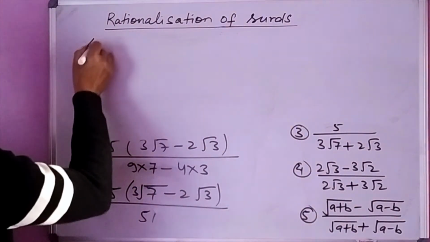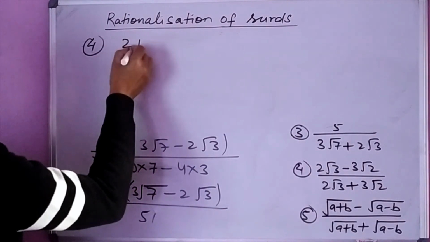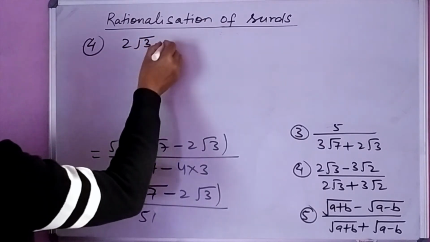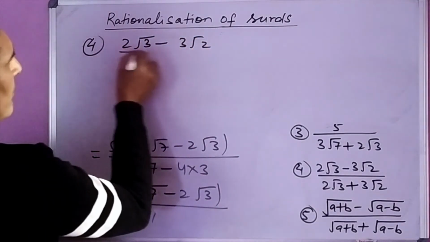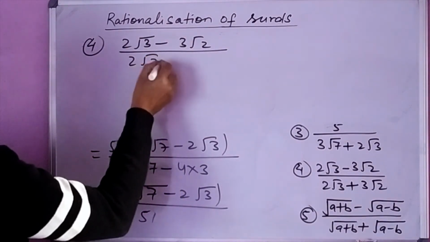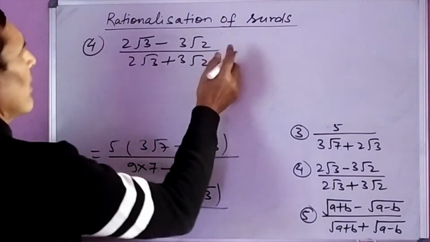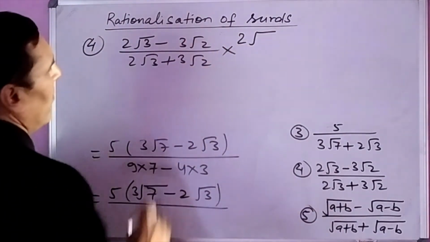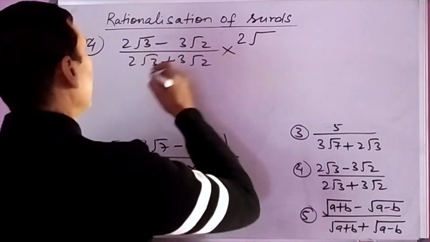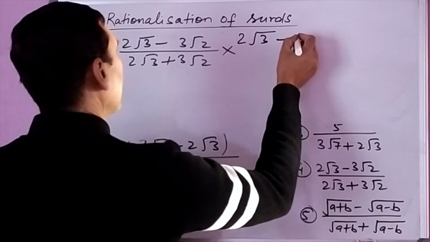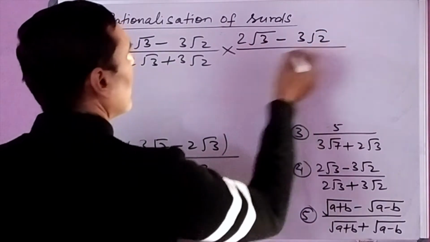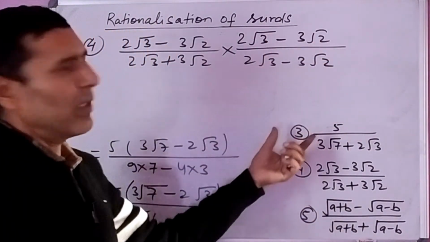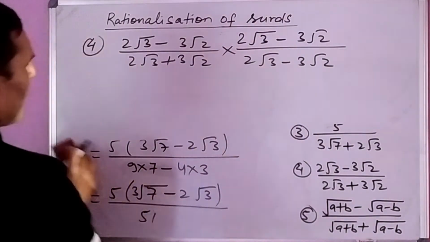Now number 4. 2 square root of 3 minus 3 square root of 2 upon 2 square root of 3 plus 3 square root of 2. So here also we rationalize the denominator, multiplying with the conjugate of the denominator: 2 square root of 3 minus 3 square root of 2, 2 square root of 3 minus 3 square root of 2. While multiplying, we have to multiply numerator and denominator with the same thing.